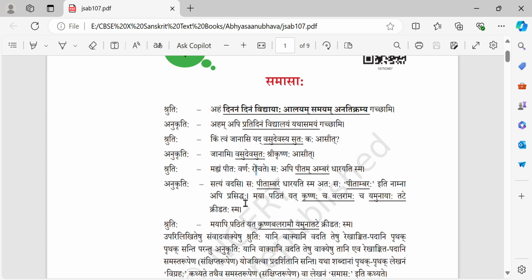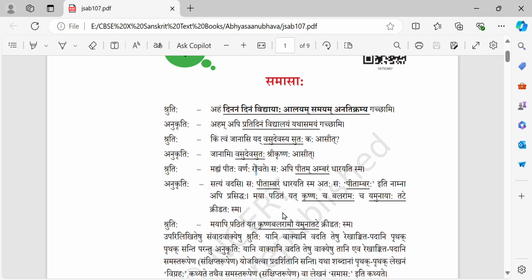Anukritihi: Satyam vadasi, saha pitambaram dharayati sma. Pitambaram. So, how do you split the word if it is given? Shvetambaram: shvetam ambaram, shvetambaram. Pitam ambaram, pitambaram. Follow the same format. Pitambaram dharayati sma. Ataha saha pitambaraha iti namna api prasiddhaha.